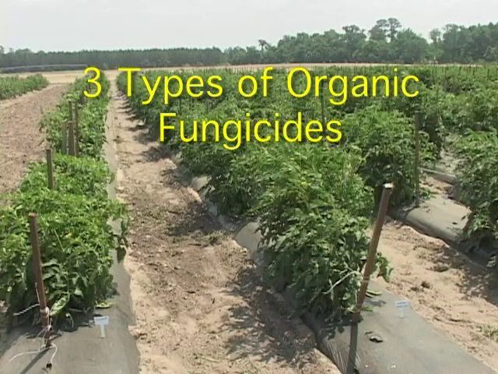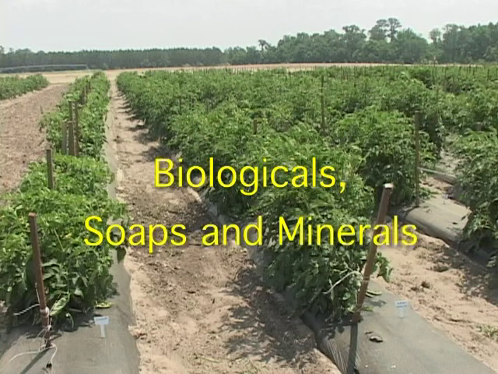Excellent. And so once all these preventative practices have been followed and your crop still gets a foliar disease, then what? Well, then there are products that can be used that are OMRI approved for organic production. And these products are fungicides, and they fall into 3 categories for organics. They're the biologicals, soaps, and minerals.